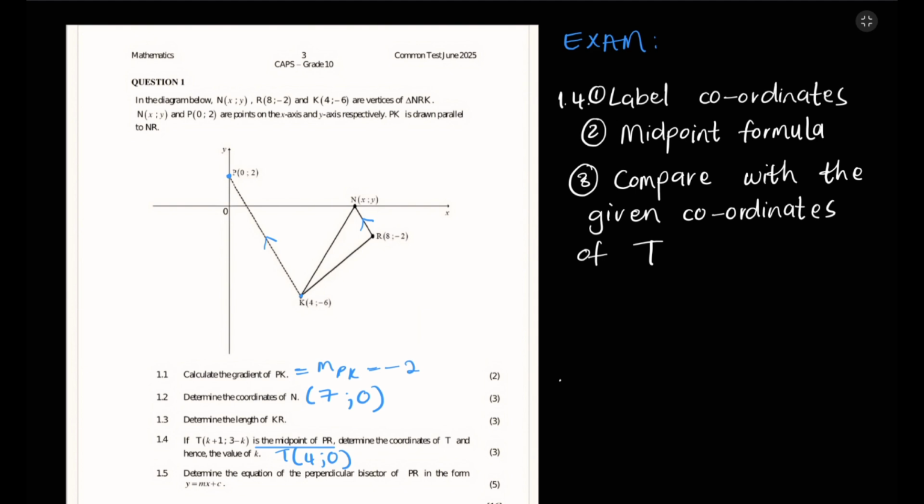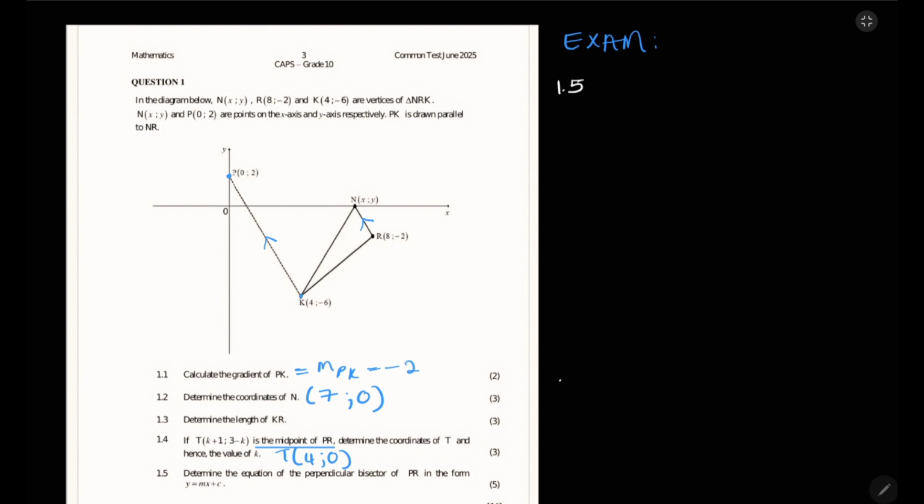Let's move to 1.5. We have: determine the equation of the perpendicular bisector of PR in the form y = mx + c. Remember, y = mx + c is your straight line formula. So we have a perpendicular bisector. What do you remember about perpendicular lines? They cut each other at 90 degrees, and when you multiply the gradients, you always get -1.